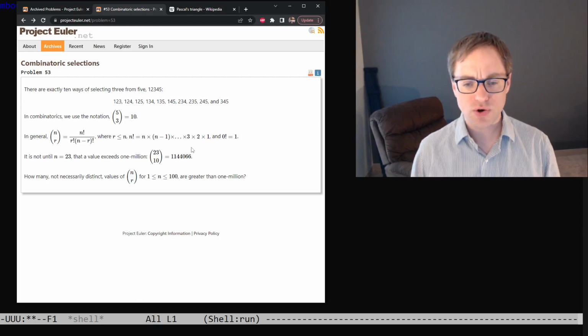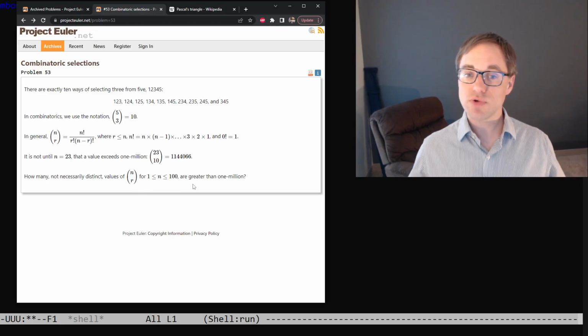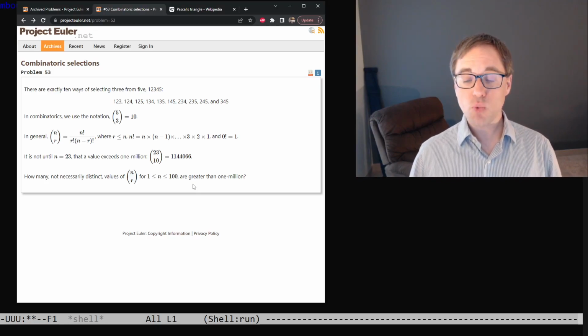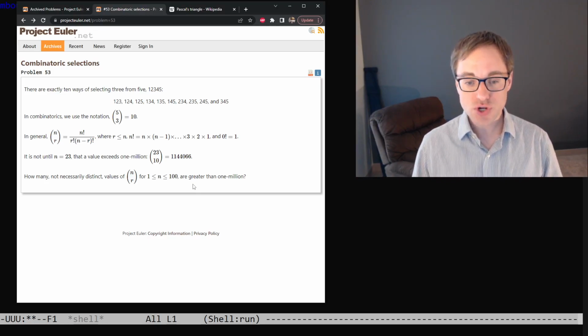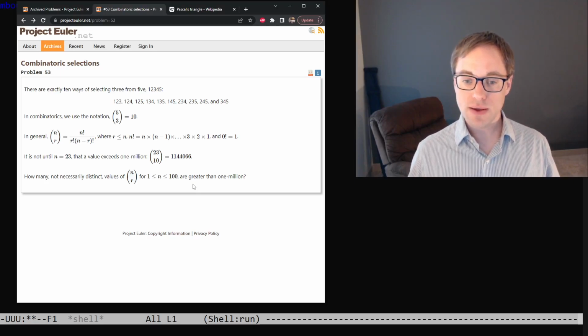Okay, so how are we going to tackle this? Well, instead of calculating these monstrously large numbers, it might be easier to find out how many of these numbers are less than or equal to 1 million instead of calculating how many are greater than 1 million. After all, we know the total number of coefficients. We can just calculate the number that are less than or equal to 1 million, subtract that from the total number, and that will give us the number that are greater than 1 million.